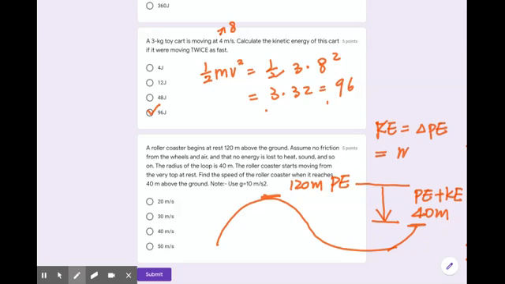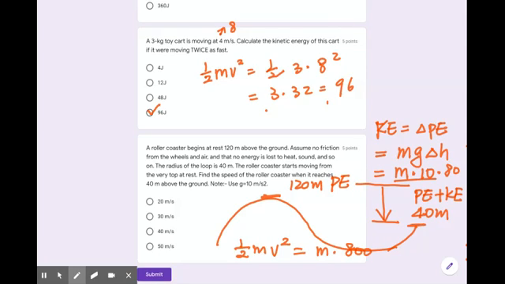So potential energy is mgh. Since it's a difference in potential energy, it's the difference in height. Equal mass, we don't know, m. Gravity is g, which is 10. And then the difference in height is 80. Okay? And that's equivalent to kinetic energy. Our kinetic energy is half mv squared, equal to the difference in potential energy, m times 800.